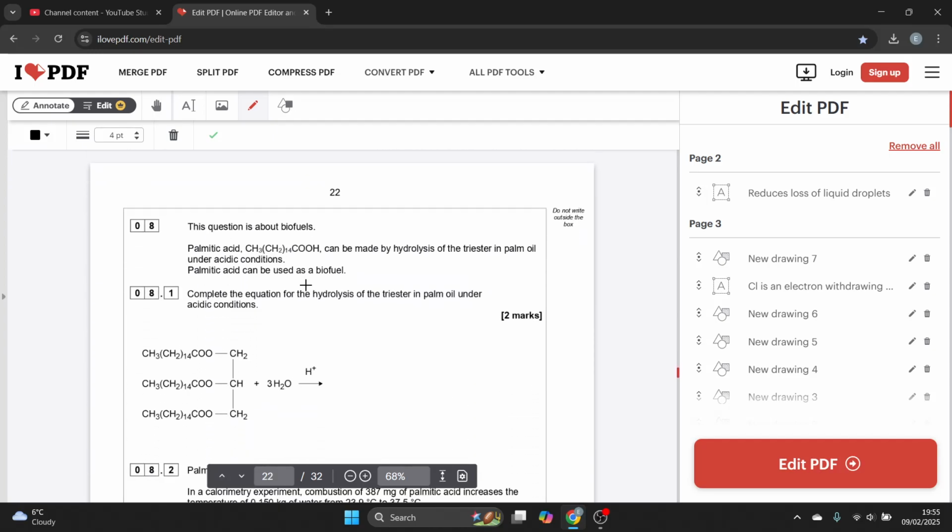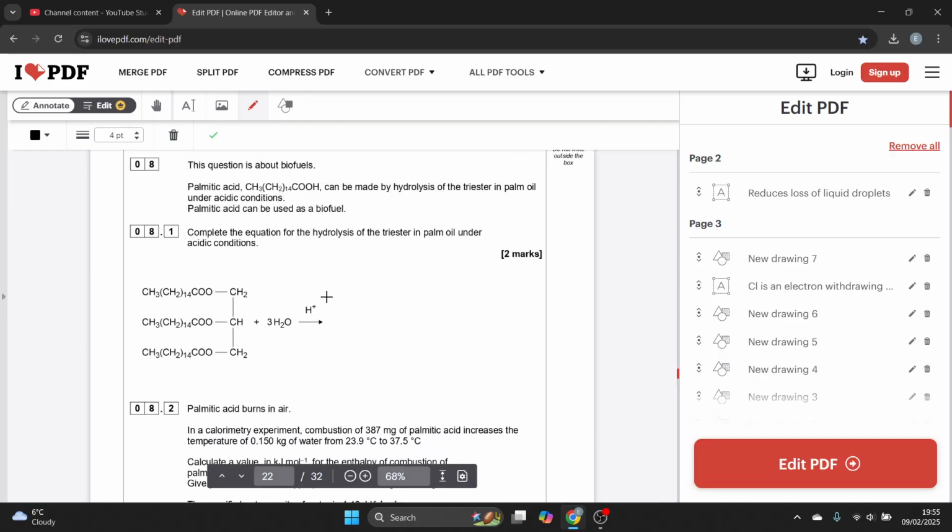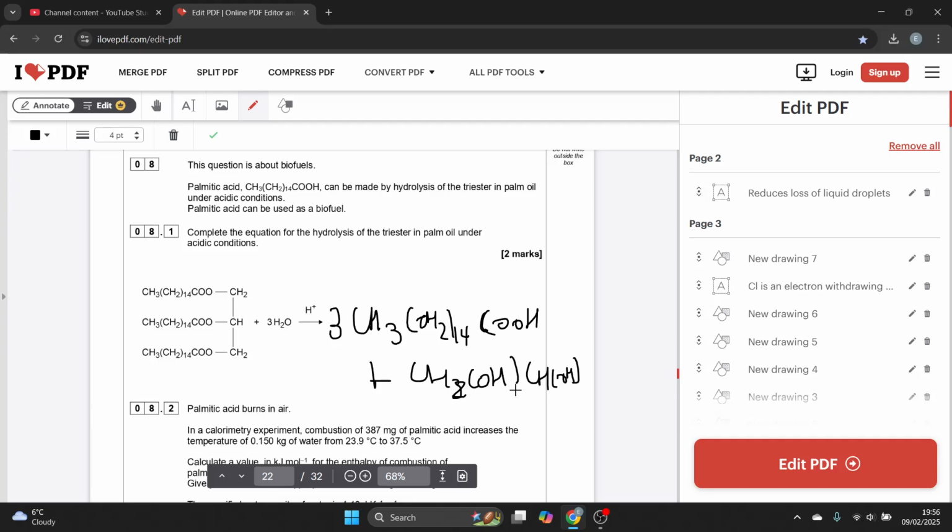Complete the equation for the hydrolysis of a triester in palm oil under acidic conditions. The triester, CH2OH, CHOH, CH2OH, is the glycerol, and the products are 3 CH3(CH2)14COOH plus CH2OH CHOH CH2OH.